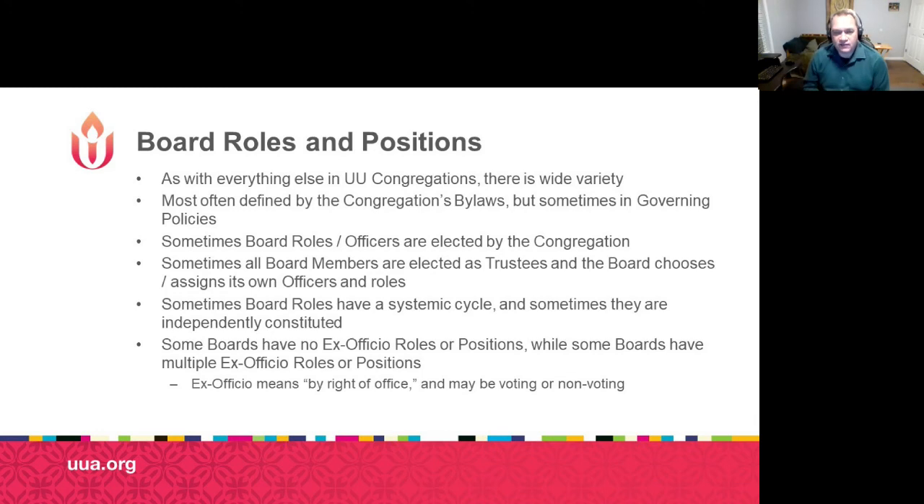Some boards have ex officio roles. So someone who is not a board member, but participates in a board because of another role that they have. Many ministers serve as ex officio members of the congregation. Ex officio does not necessarily mean without vote. It means board member by right of office. Some congregations have treasurers who are not elected as board members but serve as ex officio board members because of that position of being a treasurer.